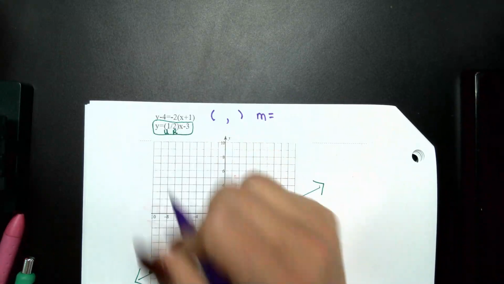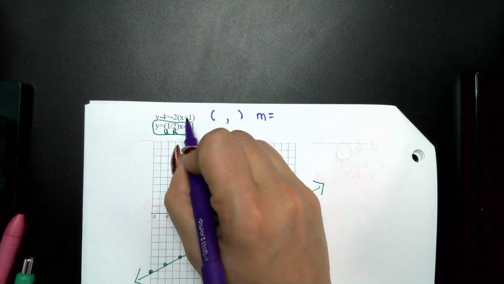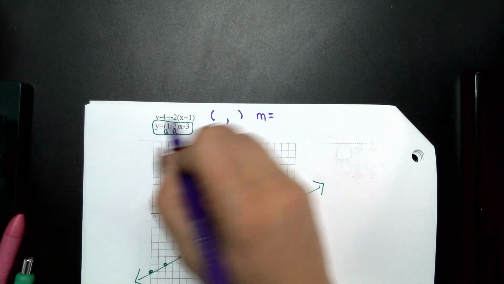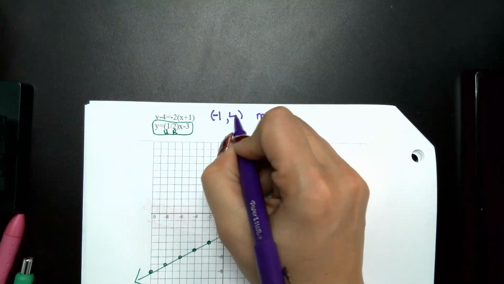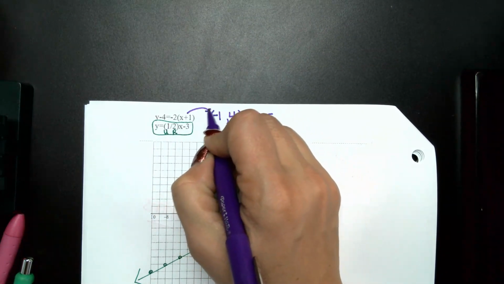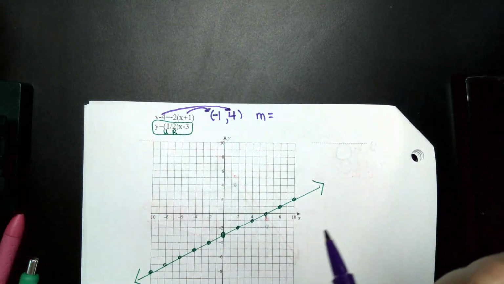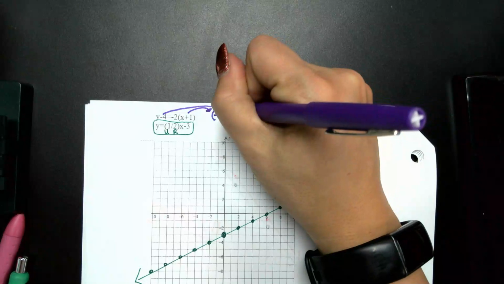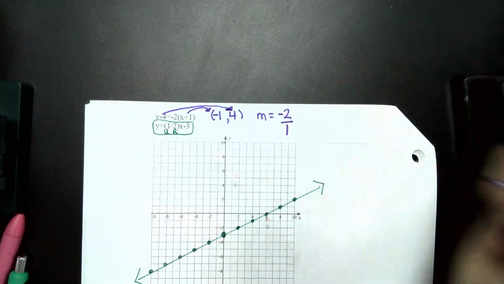Okay, so what's my ordered pair? Negative 1, comma, 4? Negative 1, comma, 4. So it's that one becomes the opposite. That one becomes the opposite. Okay, that's your starting point. My slope is, yeah, and I'd stick a 1 underneath it.